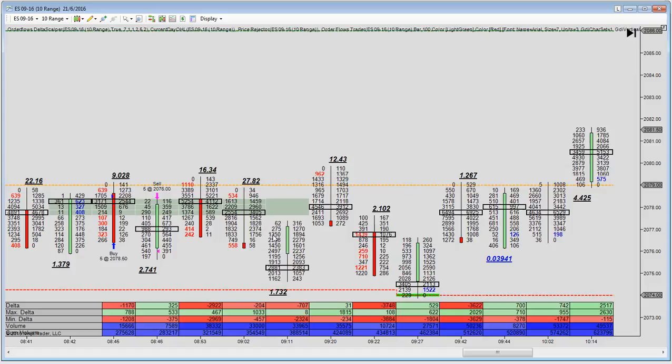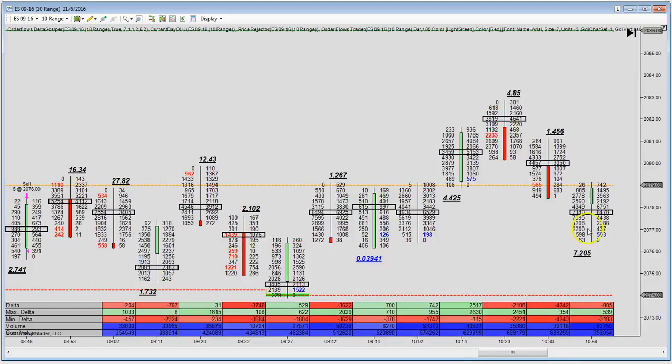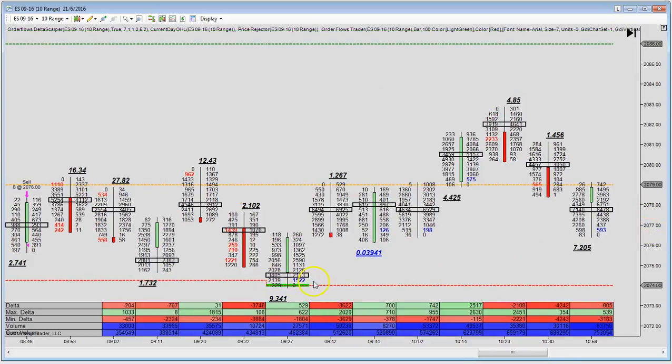Honestly, I didn't stick around the rest of the day. But we came into the low. This is the price rejector kicking off right here, on the low. We rallied up a bit from it, from the 77 area all the way up to the 82, 83 area. And then we're just hanging around this opening price.